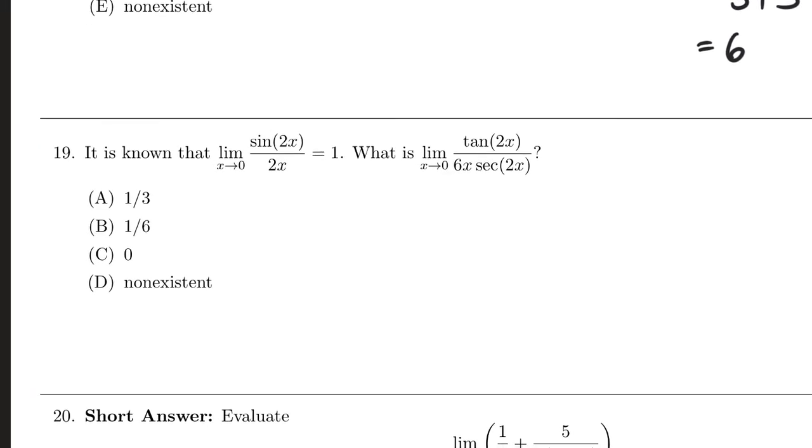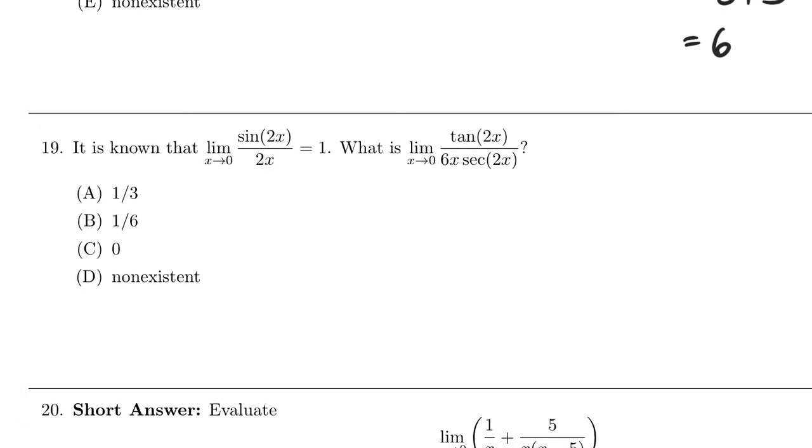All right, 19 uses this fact that sine of 2x over 2x equals 1. And how do we use that in this problem? Well, we have to use some information about tangent. Tangent is sine over cosine.